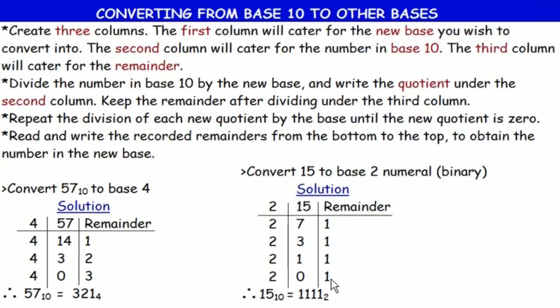Alright, so our result is going to be, so you start reading from the bottom to the top: 1 1 1 1 base 2. So 15 base 10 is equivalent to 1 1 1 1 base 2. So that is how to convert a number in base 10 to other bases.